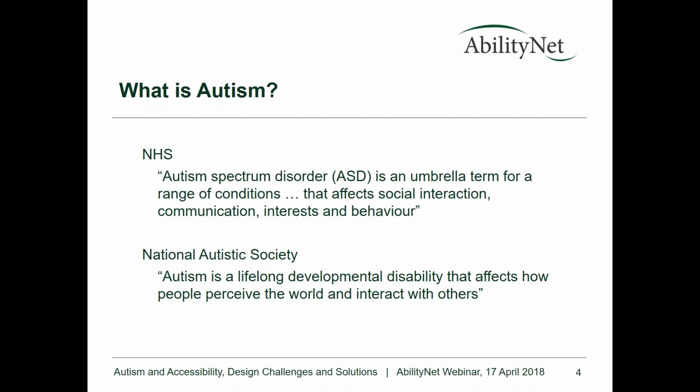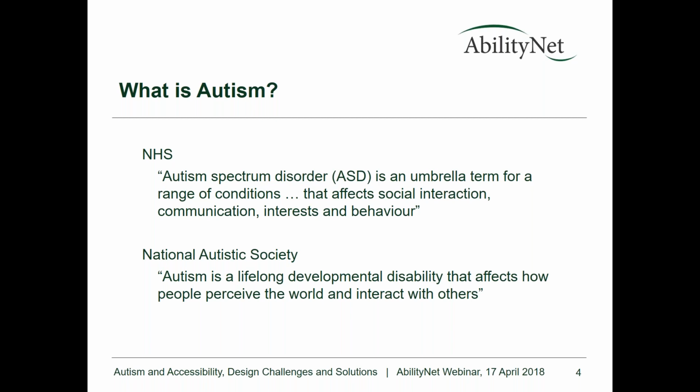So the NHS would talk about autism spectrum disorder as being an umbrella term for a range of conditions that affect social interaction, communication, interest, and behaviour. Now, straight off the bat, you may have heard of, say, Asperger's syndrome, high-functioning autism, low-functioning autism, classical autism, and what the NHS and medical professions in general are now moving towards is this umbrella term of autism spectrum disorder. So what I'm going to talk about today is this umbrella term.